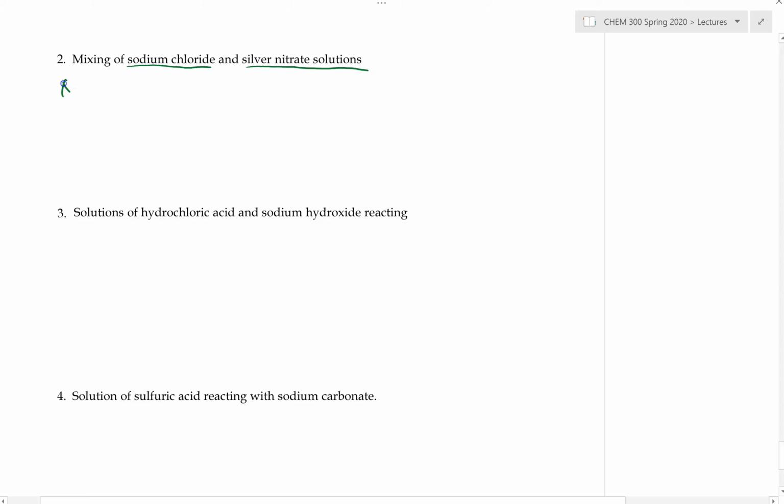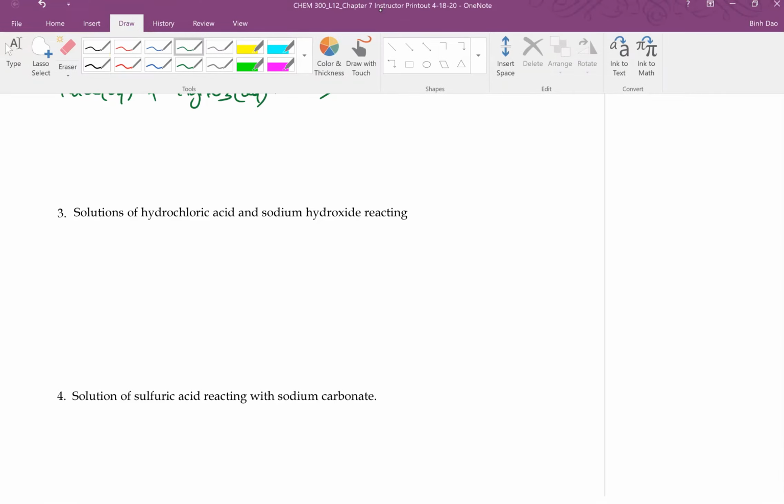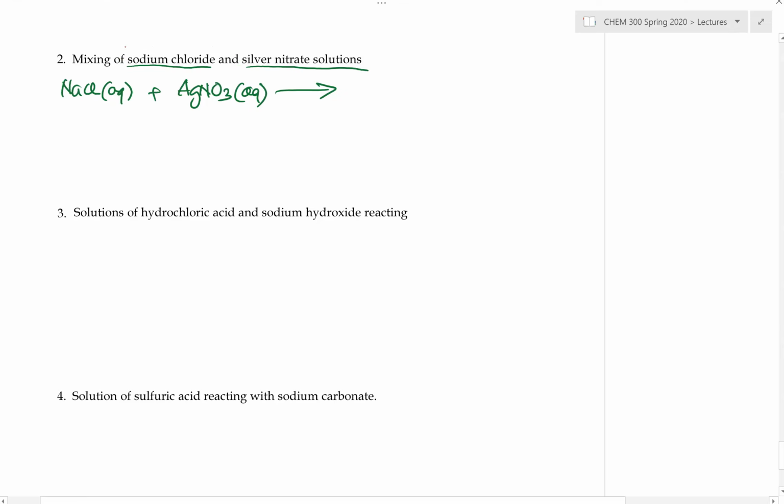First, sodium chloride is NaCl, and this is soluble in water, so it will be aqueous. Reacting with silver nitrate, AgNO3, which is soluble in water again, so it is aqueous. When we mix these two solutions together, if there is a reaction, it will be a double replacement reaction, right? So the sodium, which is the cation, would now be binding with the nitrate. This is +1, this is -1, this is +1, this is -1. So the sodium would now be forming a compound with nitrate.